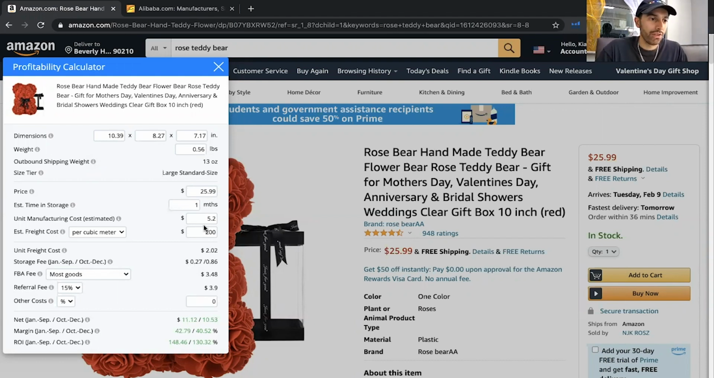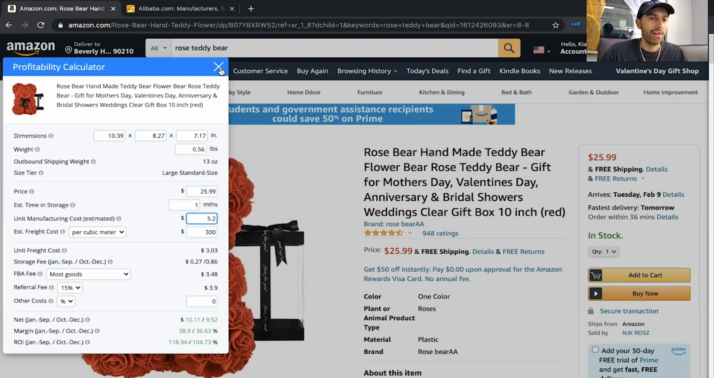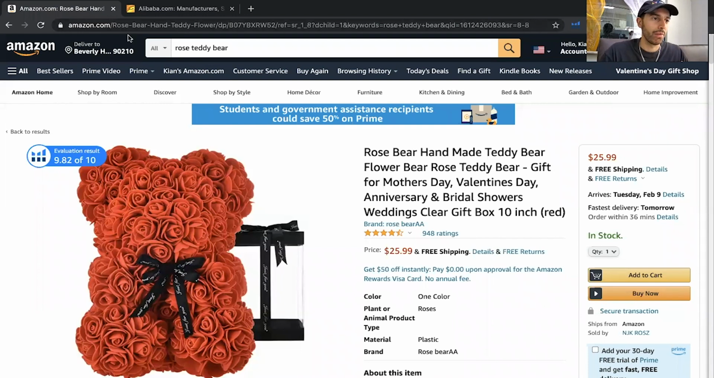However, right now the freight cost is quite high, so we can actually knock that up to 300, and then you can see it automatically calculates. You'll be making $9.5 profit per unit in Q4, but obviously you have additional costs to that as well, like your PPC and stuff like that, which is why I say this is just ballpark. But the main thing I'm looking at here is the unit manufacturing cost estimated is at around $5.2. So we know we have to be paying around $5 for this product before we go into the Alibaba search.